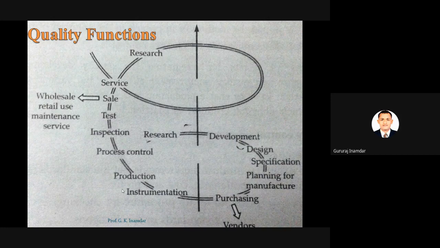Research, then development, design, specification, planning for manufacturing. Up to specification you will get an idea of how you can start your work and what the requirements are. According to that you will have to plan for manufacturing. Which factors should be considered for manufacturing? For example, suppose you are manufacturing plastic or fiber products. What are the requirements?